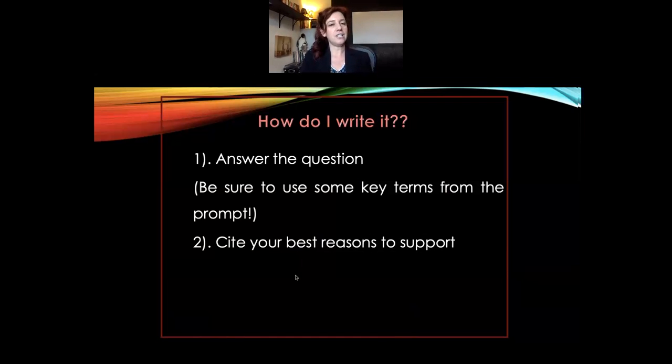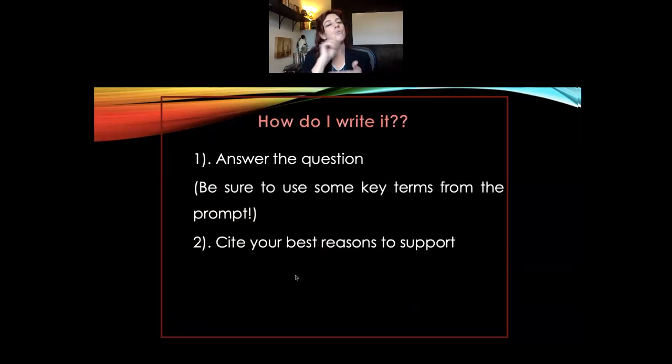The first thing you're going to do is answer that question. For example, if your instructor asks you to write about whether marijuana should be federally legalized in the United States, you're going to say yes, it should, no, it shouldn't, or perhaps. So yes, no, or maybe. First determine your position and answer the question.